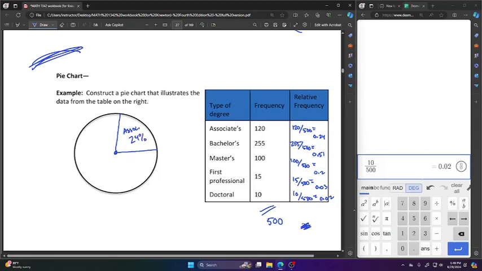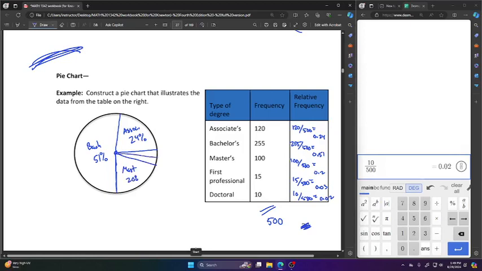The next one's 51%. So 51%, that's like almost half of it, right? So almost half of this whole thing. And so I'm going to put batch, 51%. Then we got masters, that's 20%. So that's going to be about right. It's probably not that. Let me get a little bit better. It's probably closer to like this. I'm going to put masters, 20%.